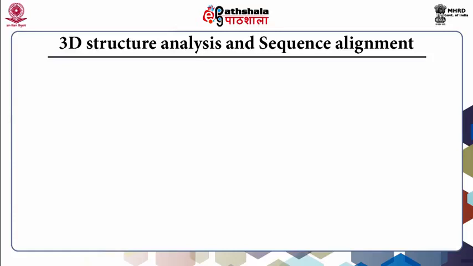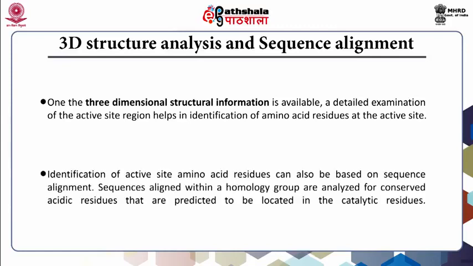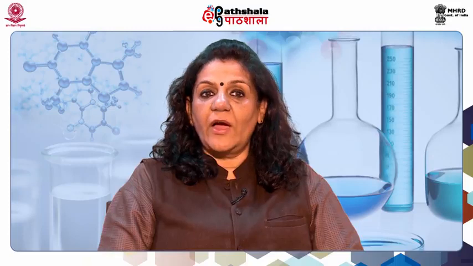3D structural analysis. Once the three-dimensional structural information is available, a detailed examination of the active site region helps in identification of amino acid residues at the active site. Identification of active site amino acid residues can also be based on sequence alignment. Sequences aligned within a homology group are analyzed for conserved acidic residues that are predicted to be located in the catalytic residues. The next few slides will focus on some of the computational methods, statistical methods, and some bioinformatic approaches which can be used for active site mapping.